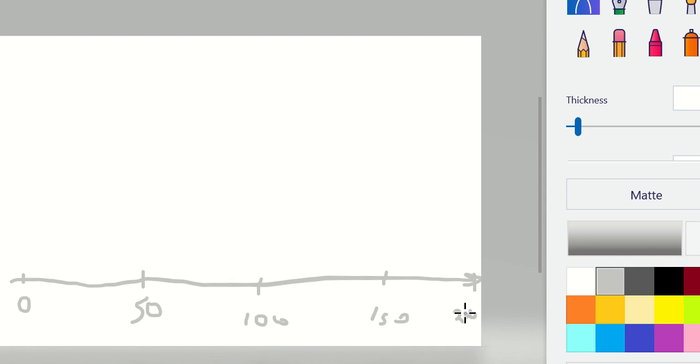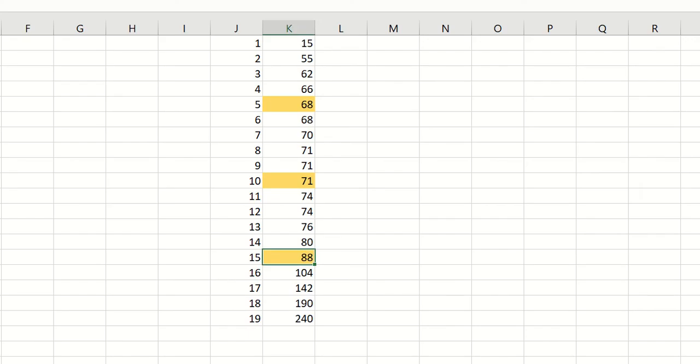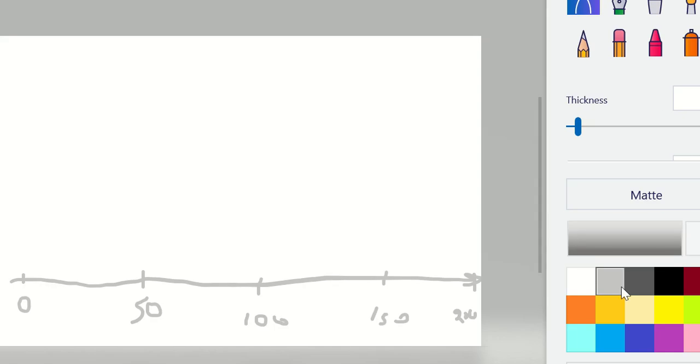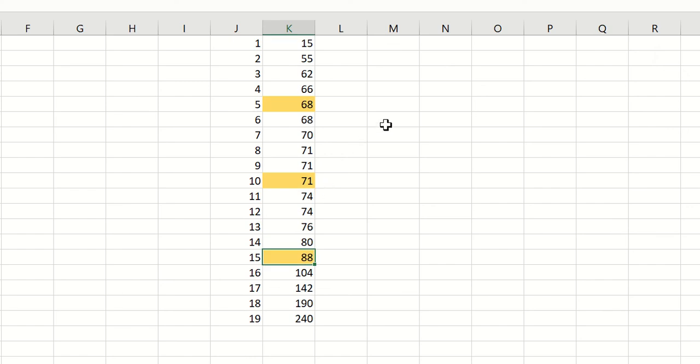If you remember, my Q1 was 68, then 71, then 88. Okay, so if I want to draw it, maybe 68 is here, maybe 71 is here, and 88 is here. So I just drew my box. I'm very happy. Okay, now next thing I have to do is calculate my h.